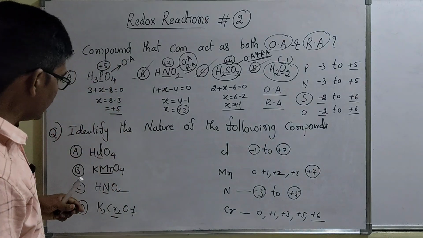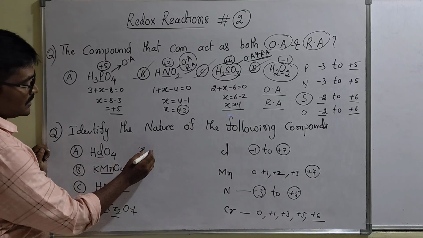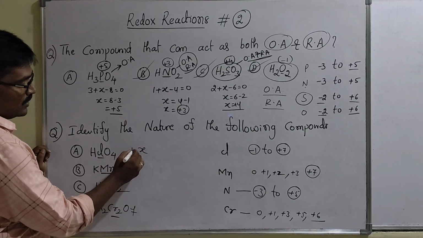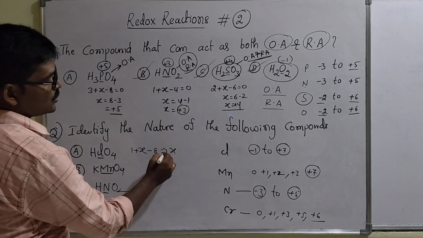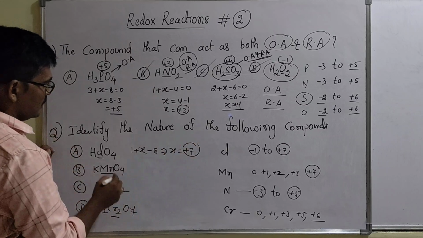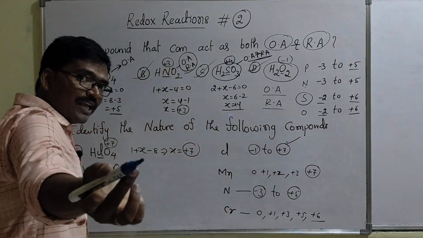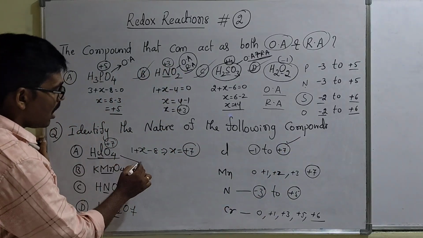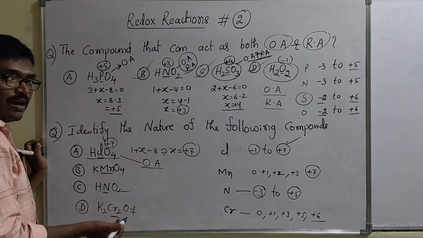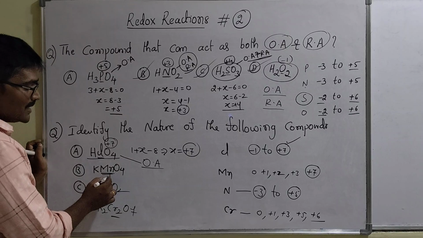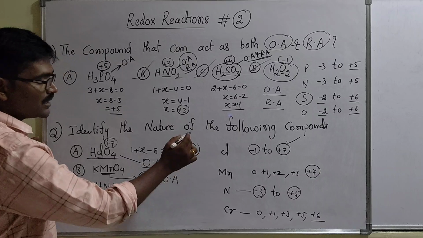Look at this, my dear students. For chlorine, find the oxidation state x: 1 plus x minus 8 equals 0, so x equals plus 7. Plus 7 is the highest oxidation state, so it works as an oxidizing agent. For manganese, we already calculated plus 7, which is the highest oxidation state, so it works as an oxidizing agent.